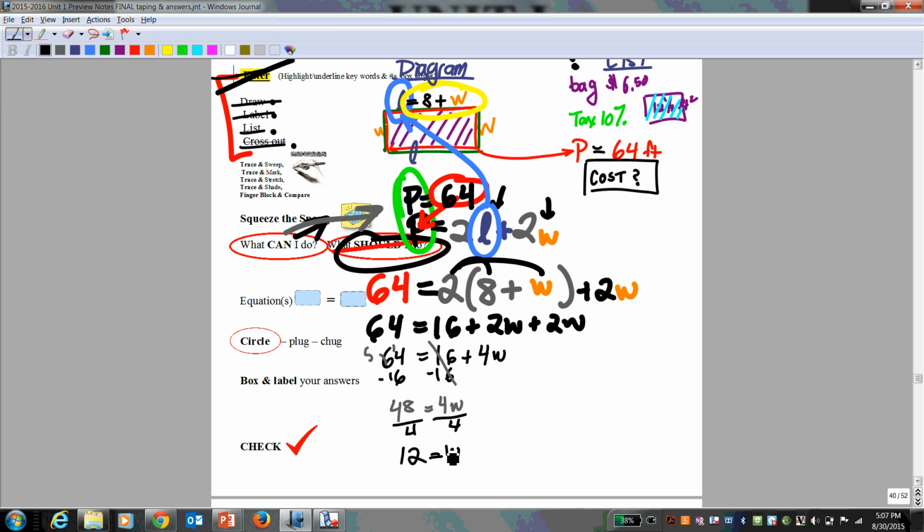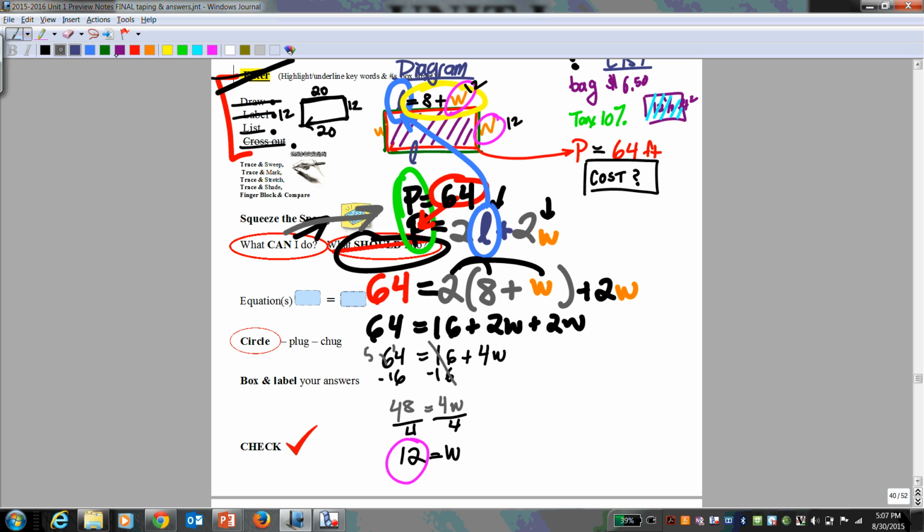Now, don't get all happy just because you solve for a variable. You always ask yourself, can we do anything with the variable? And the answer is, of course, yes. So we're going to circle that 12, and we're going to put it wherever we see W. We're going to put a 12 here and a 12 there, which means let's get nothing but numbers now in our rectangle. 8 plus 12, that's 20. And then that's 12, that's 20, that's 12. Now we have all our sides.